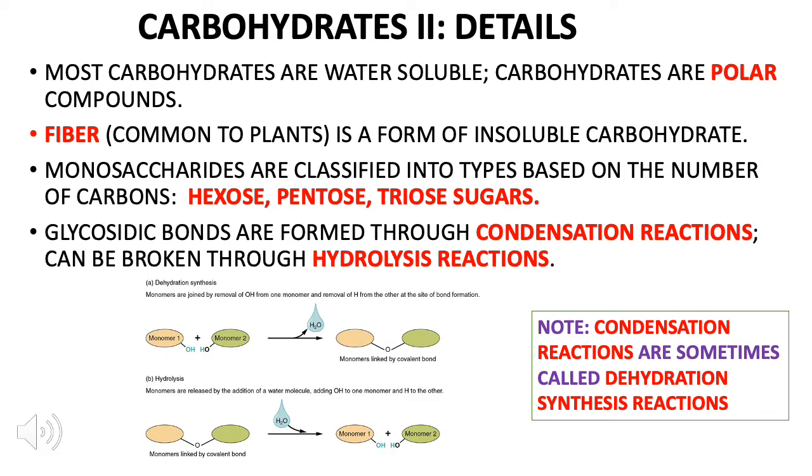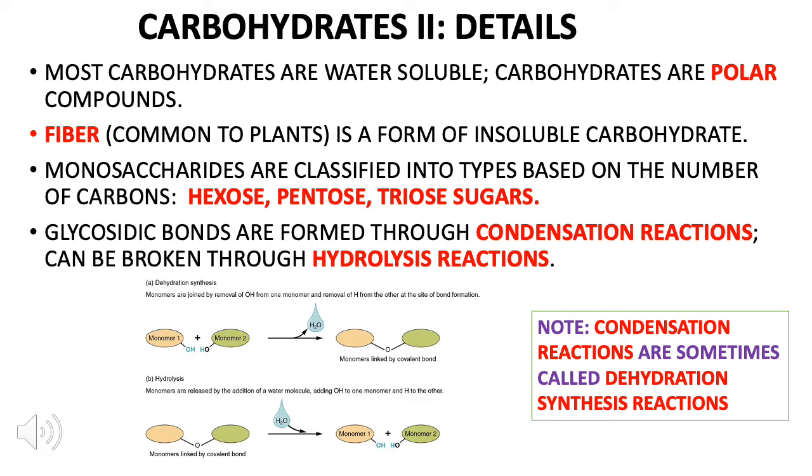Carbohydrates include fiber, which are compounds common to plants, and those are insoluble carbohydrates. They will attract water, but generally they don't dissolve. Monosaccharides are classified into types based on the number of carbons they have, so we could talk about hexose sugars or pentose sugars or triose sugars. As a matter of fact, DNA consists of pentose sugars. The ribose or the deoxyribose found in a DNA molecule is a pentose or 5-carbon sugar. On the other hand, glucose and fructose, the constituent molecules found in sucrose, are hexose sugars.